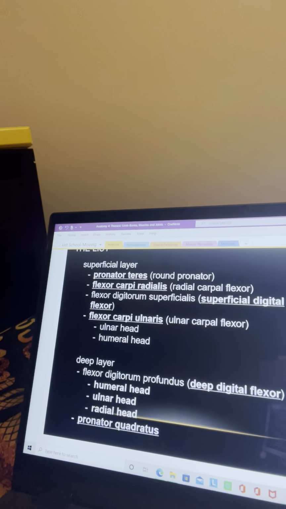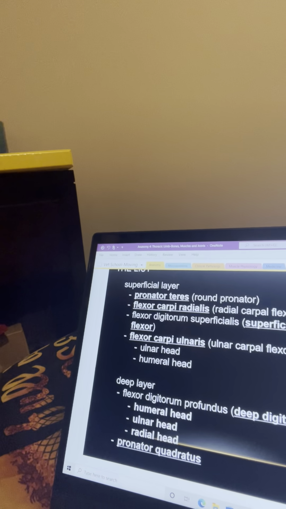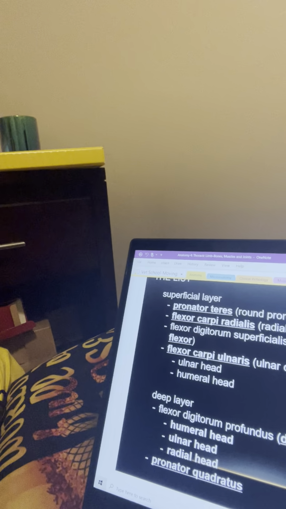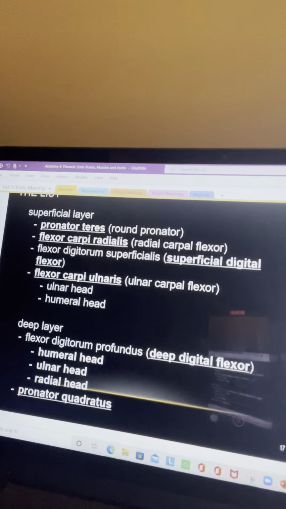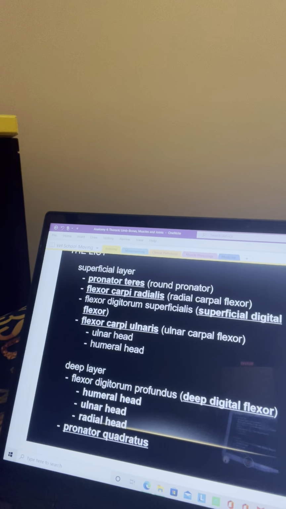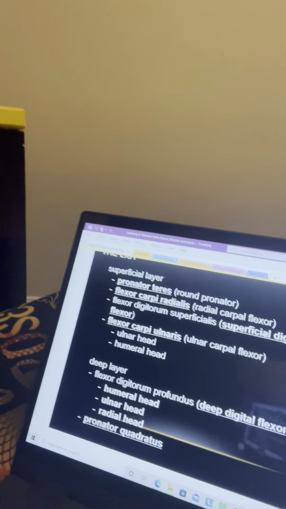We have our pronator teres, our flexor carpi radialis, our flexor digitorum superficialis, our flexor carpi ulnaris, and then for our deep layer, we have to know the humeral head, the ulnar head, and the radial head. This is all included in the muscle of the flexor digitorum profundus. And then we have our pronator quadratus.